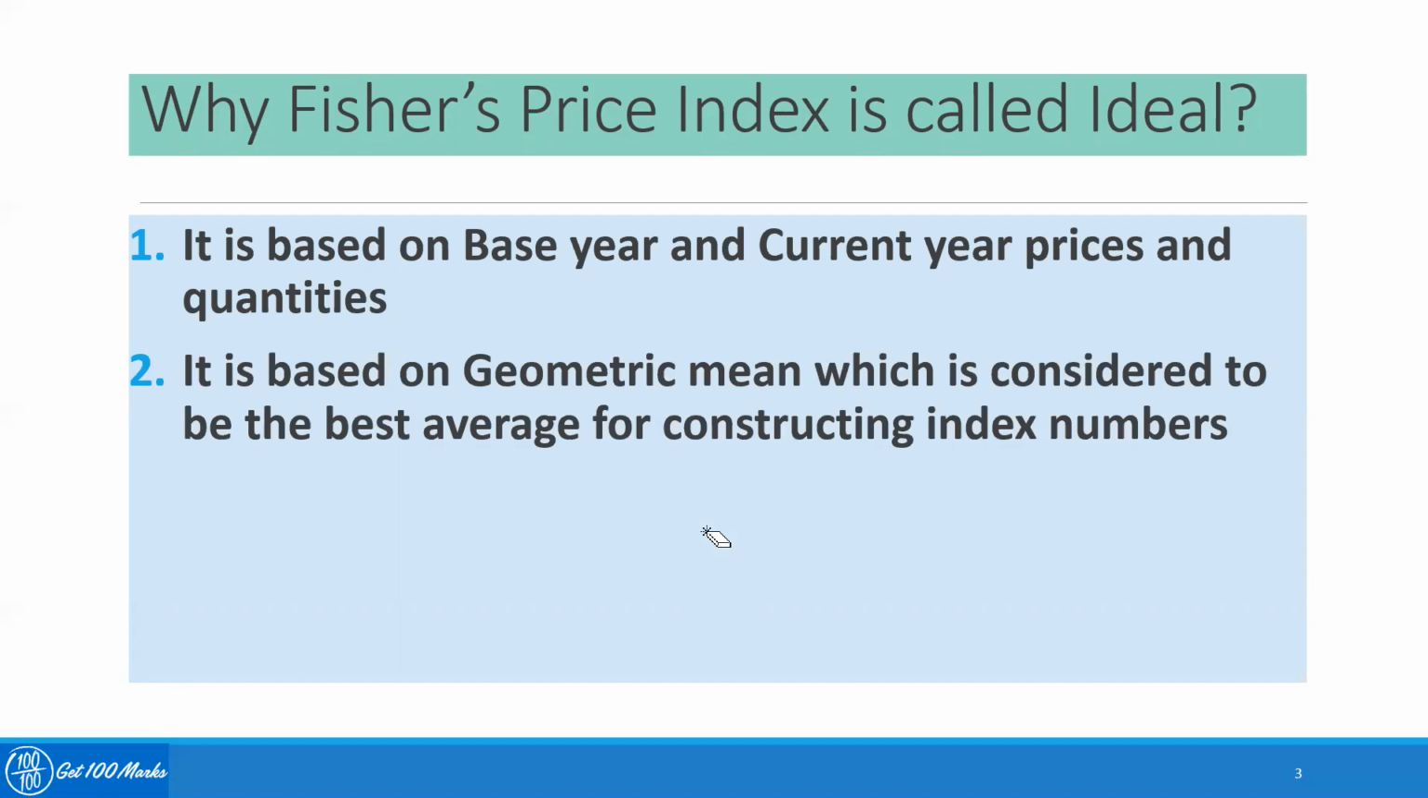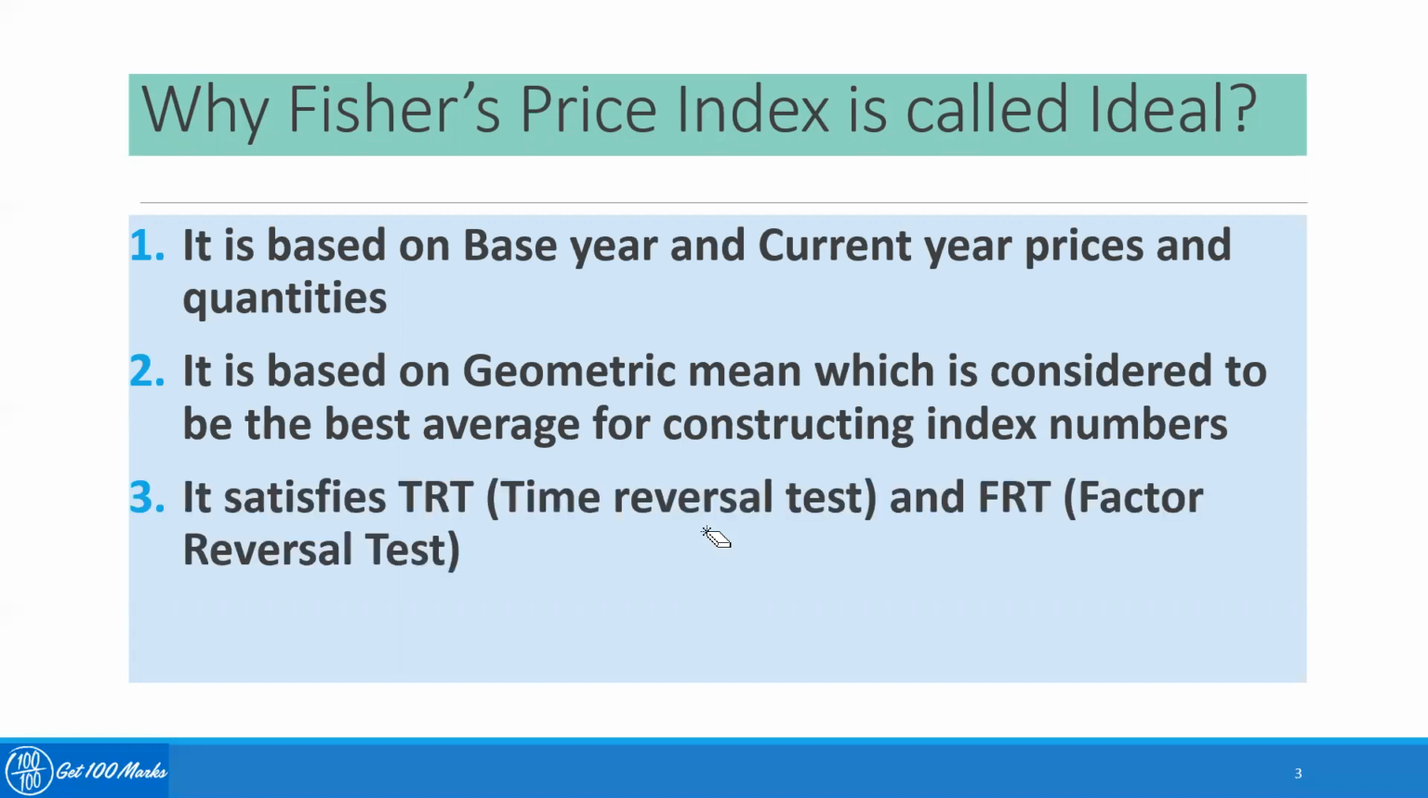This is based on the geometric mean of the Laspeyres and Paasche methods. And as you know, theoretically, geometric mean is one of the best methods to calculate average. Then it satisfies the time reversal test and factor reversal test. In my next video, I will discuss in detail what we mean by time reversal test and factor reversal test, and how Fisher's ideal index actually satisfies both of them.